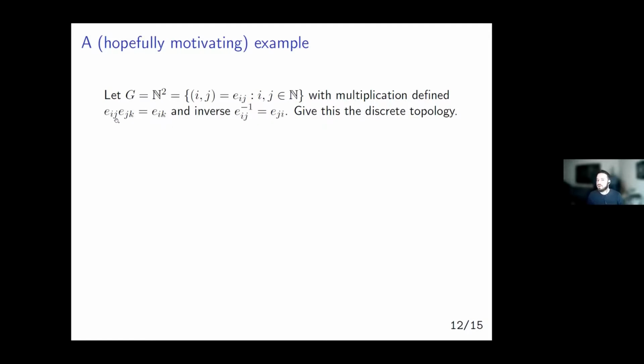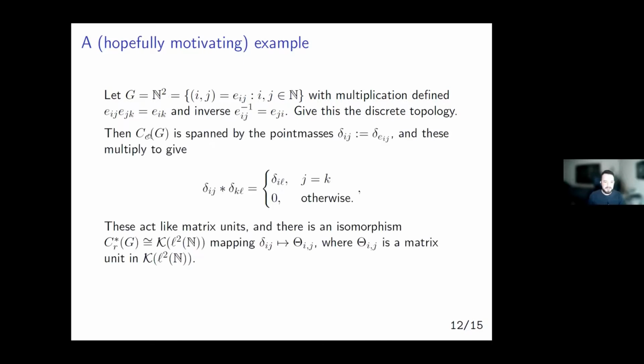You might notice that these look a lot like matrix units. So then G is discrete, so the compactly supported functions are just finite linear combinations of point masses at each eij, and I'll call these delta ij. And then the multiplication you get is delta ij times delta kl is exactly delta il if j equals k, or 0 otherwise. I put a full stop and a comma here. That needs to be fixed when I upload these lines. Anyway, these act like matrix units, and you can take linear combinations of these.